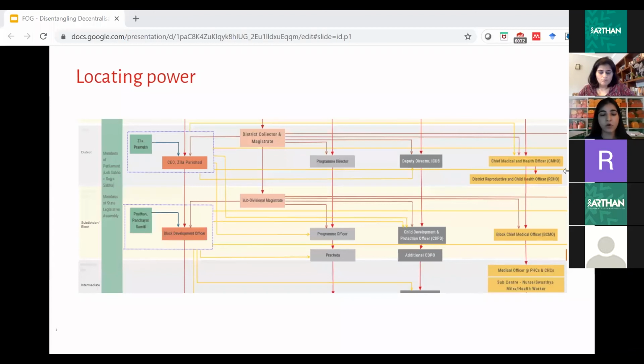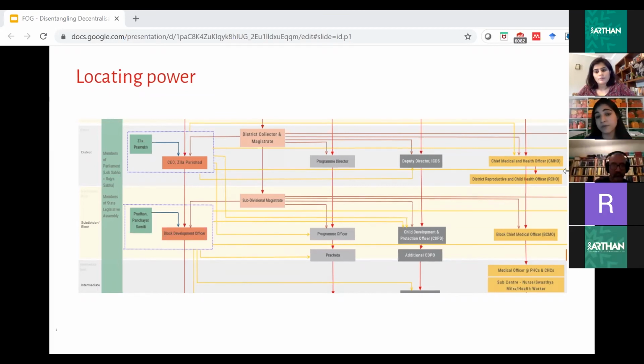Similarly, there are also power tussles and conflicts between the CDPO and the counterpart in the health department, the block medical officer. In this case, the block medical officer sees himself as someone who's more educated and higher up in the hierarchy because they've come through a tougher recruitment process, and they refuse to listen to coordination requests or orders that may be coming from the CDPO's end in relation to nutrition.